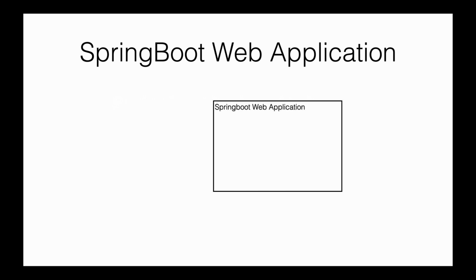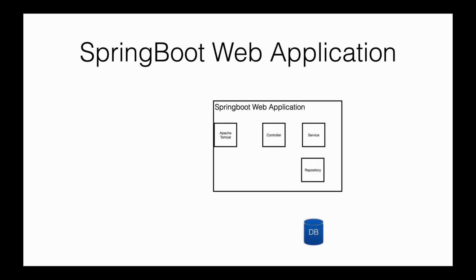A typical Spring Boot web application will have these components: Apache Tomcat, controller, service, repo, and a database. Now, whenever a client sends a request, it goes first to the web server, which in this case is Apache Tomcat. The main thing to note here is that whenever the request comes in, Apache Tomcat will start a thread for that request. When the thread is started, the control is passed to the controller, and then it goes to the service layer, repository, and then we talk to the database.